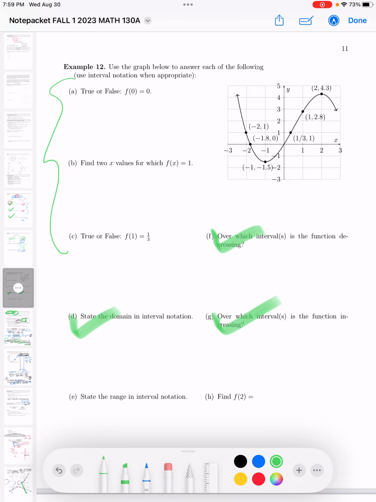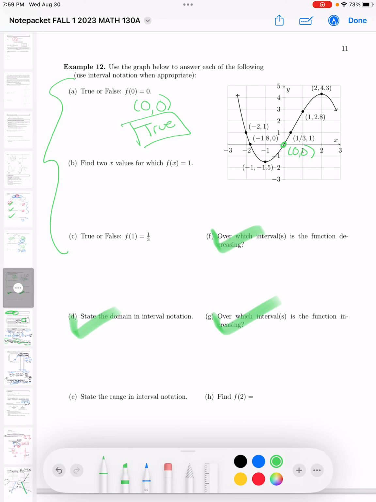All right, let's see how you did with A, B, and C. So this statement is saying when x is 0, y is 0. Let's look. Yep, there's the point (0, 0). So this is true. I know it's slightly different wording, but I want to see if you could apply that.